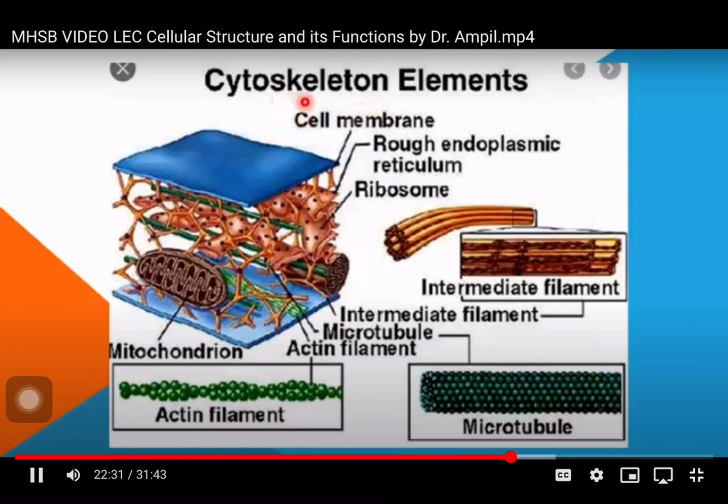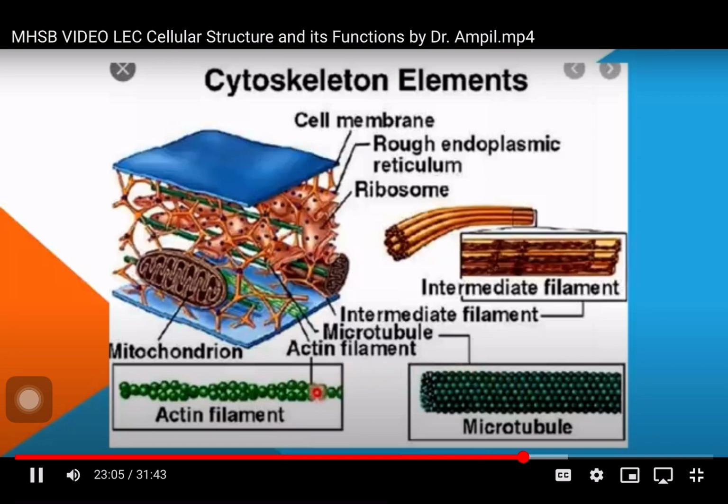The cytoskeletal framework or structures of your cell form the supporting framework of the cell, and are also involved with cell shape and cell movement. Now, there are three types of cytoskeleton, namely the microfilaments, exemplified by your actin filament, then the intermediate filaments, and then your microtubules.